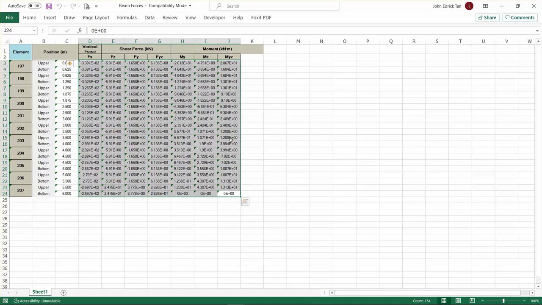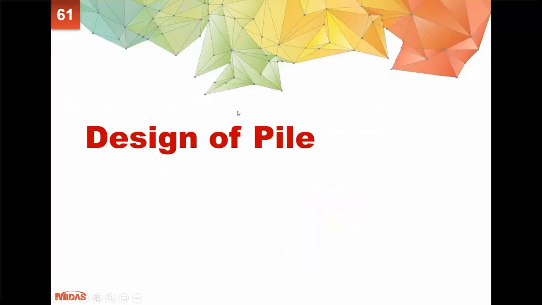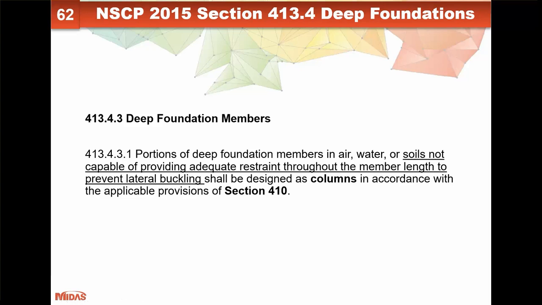So next, the last step, is the design of the piles. For the design of the pile: portions of the foundation members in air, water, or soils not capable of providing adequate restraint throughout the member length to prevent buckling shall be designed as columns in accordance with the applicable provisions of section 4.10. So it is allowed to design your piles as columns if, for the frictional design, the soil cannot restrain a certain length of the pile; you may design that part as columns.